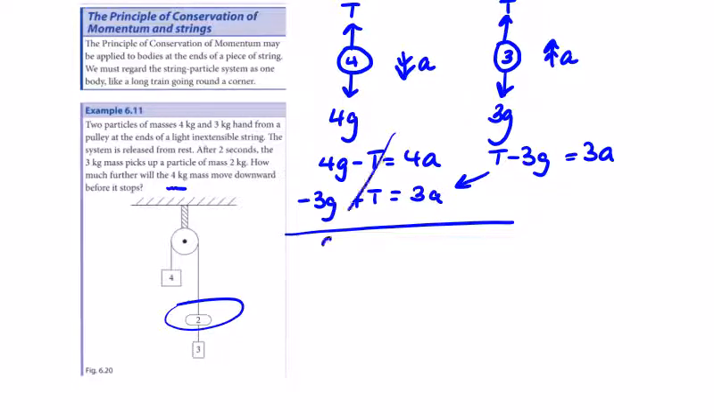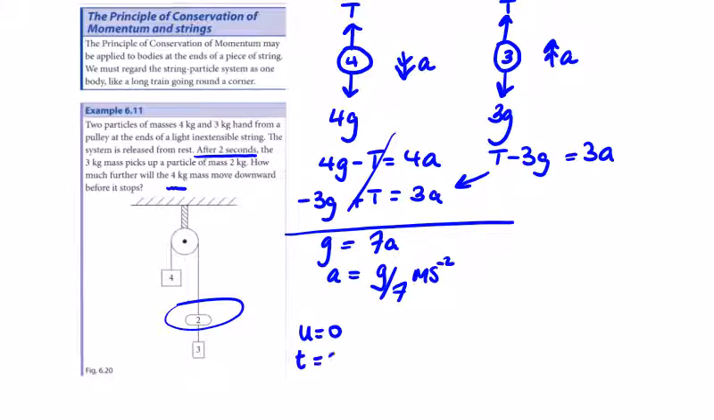Solving for a, we're going to get minus 3g plus T equals 3a. Cancelling your T's, we're going to get g is equal to 7a. So a is equal to g over 7 ms^-2. So now we're looking at after 2 seconds. So let's see what happens in the first 2 seconds here. We're starting from rest. We've got time is equal to 2. We've got a is equal to g over 7.